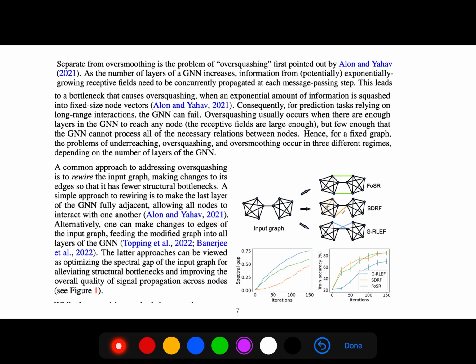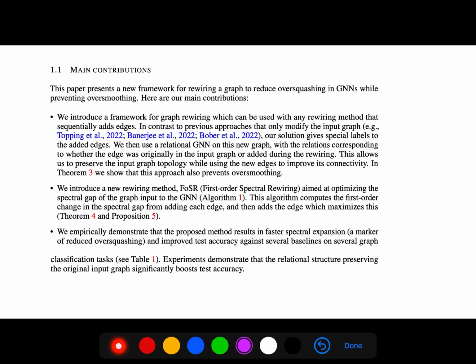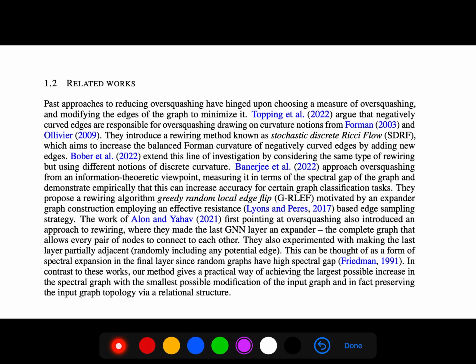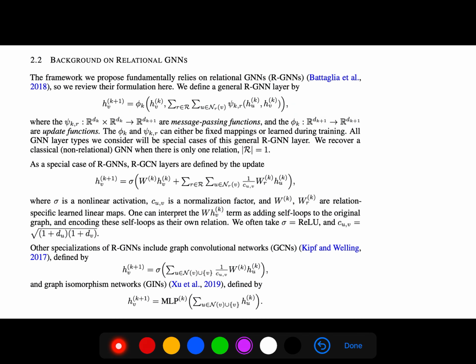So a common approach to addressing oversquashing is to rewire the input graph, making changes to its edges so that it has fewer structural bottlenecks. So we have a graph and we propose fundamentally a method that relies on relational GNNs. So we review their formulation here.